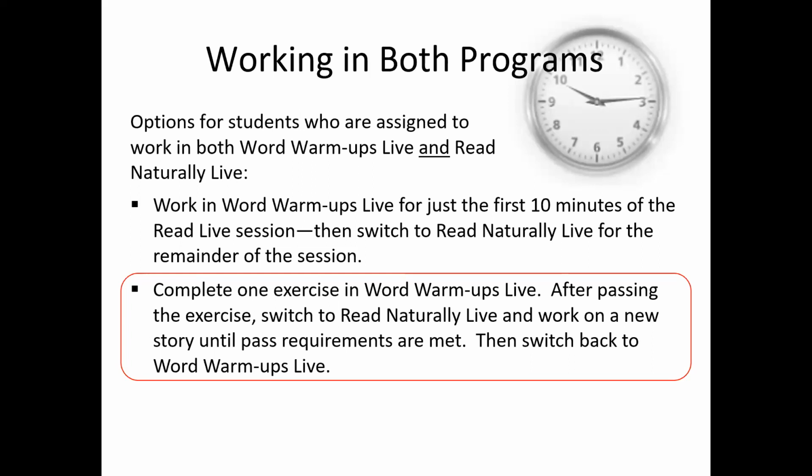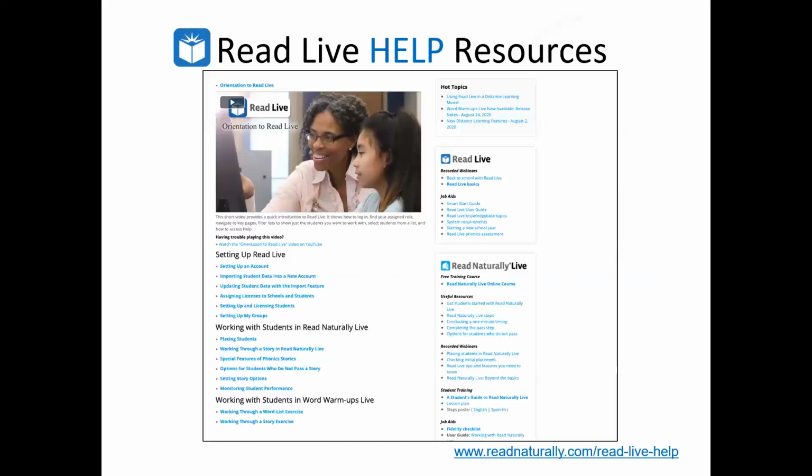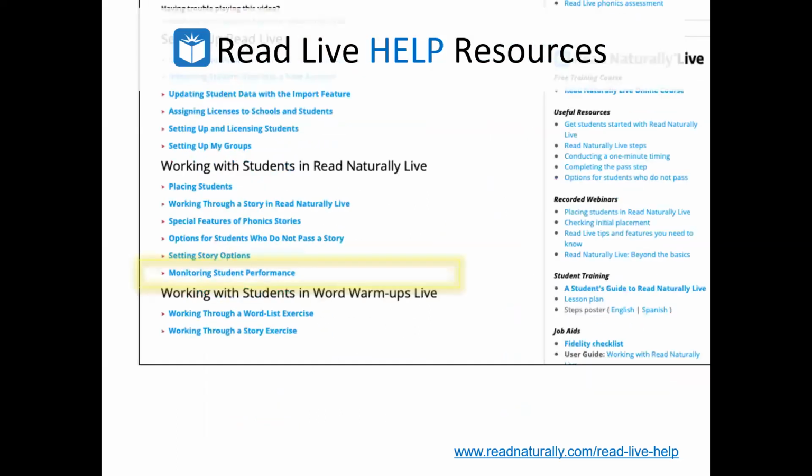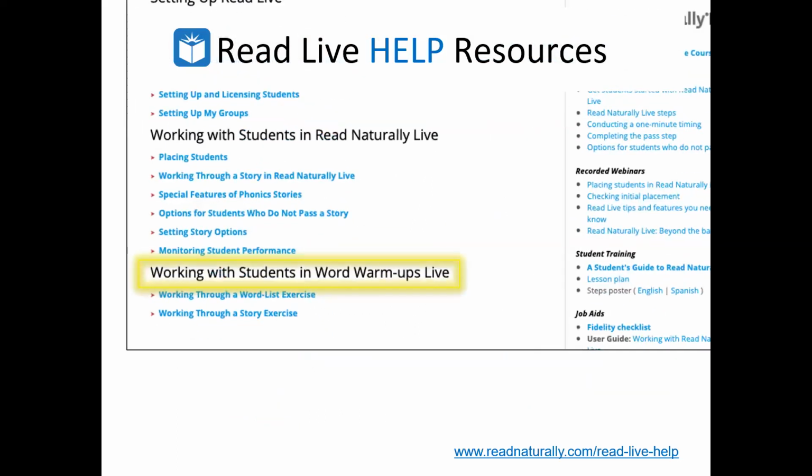Now, if you have shorter intervention blocks, 20, 25, 30 minutes, it's probably kind of tight to get both of them in. So then I recommend changing after a pass. When a student passes a story within Read Naturally Live, then they switch over and start a word list in Word Warm-Ups Live. When they pass a word list exercise in Word Warm-Ups Live, then they can head back into Read Naturally Live. So that's how you can do that. On our help page, we do have an entire section that is dedicated to working with students in Word Warm-Ups Live. Okay, so feel free to look at that.